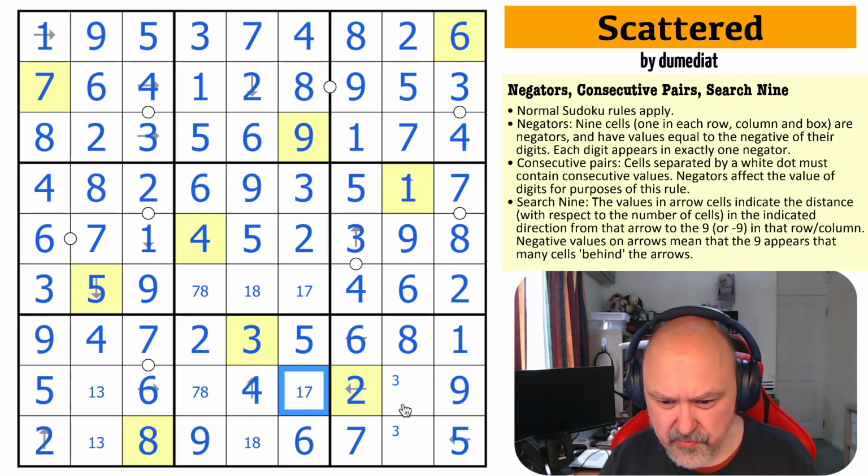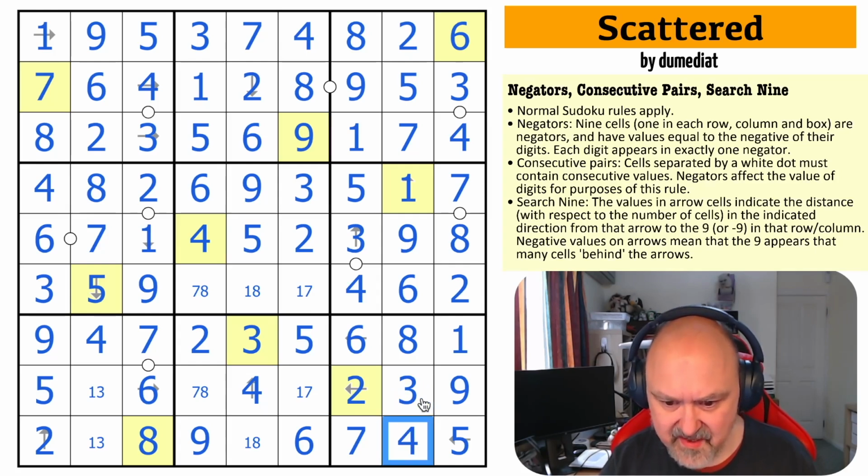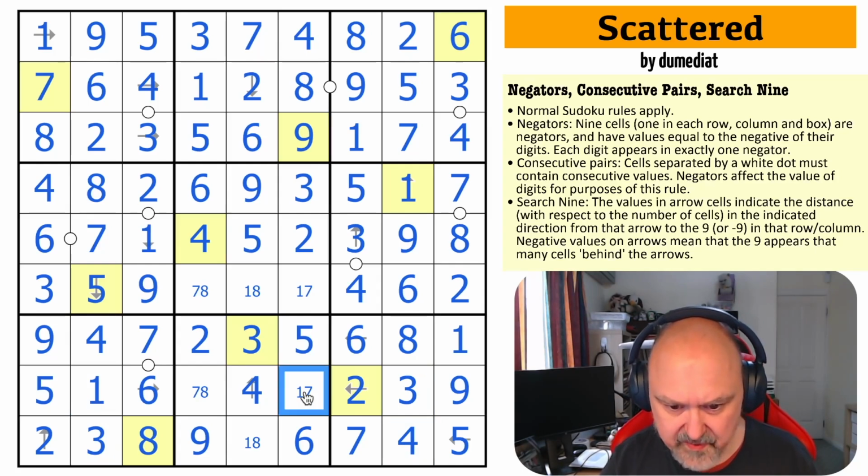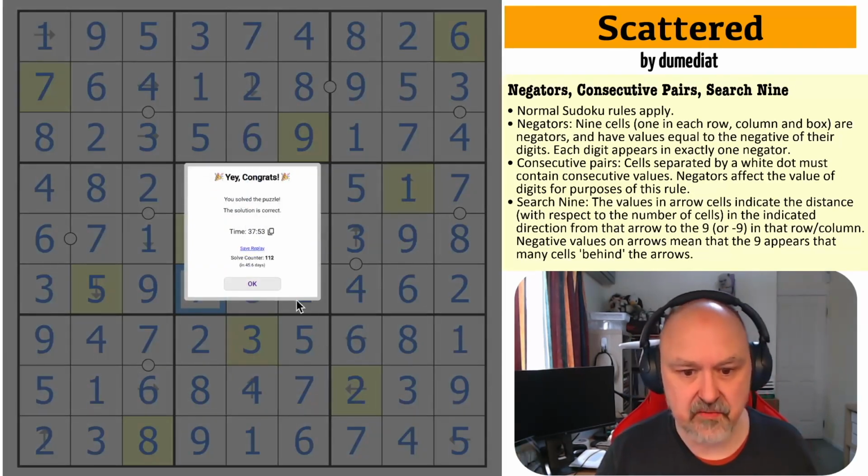This box, 1, 2, 3, 4. What am I doing? And the 4 makes this the 3 and this the 4. The 3 looks back making this the 1 and this the 3. The 1 looks back making this the 7, this the 8, this the 1, this the 8, this the 1, this the 7. And that's the correct solution to the puzzle.